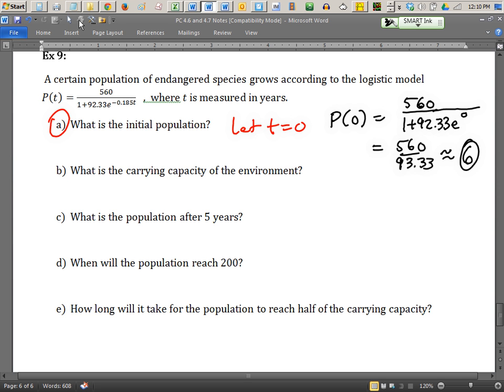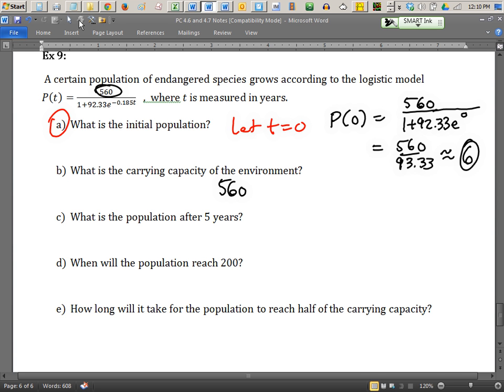Okay. What is the carrying capacity of this island? 560. Look at the numerator. See that? That's not a calculation. That's trying to understand the formulas for today. So the top number is your maximum population.